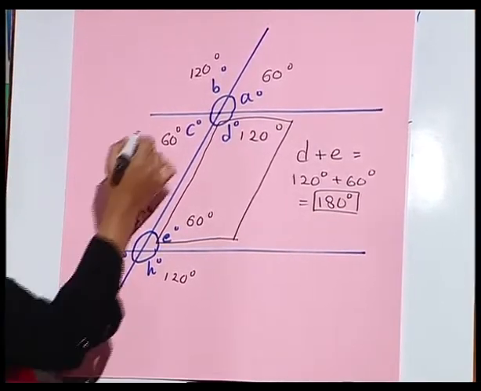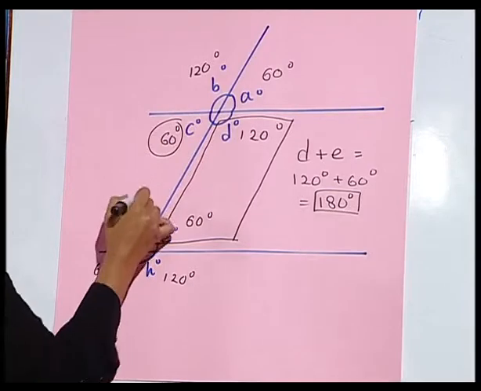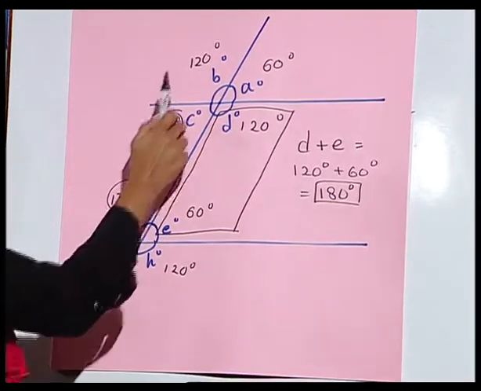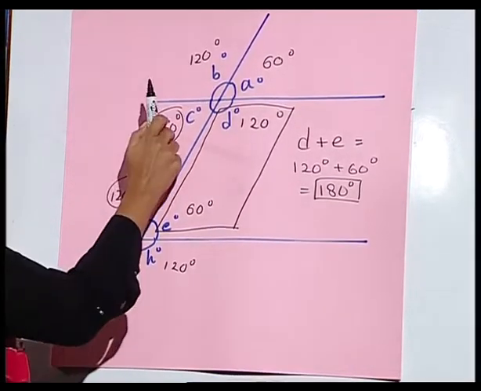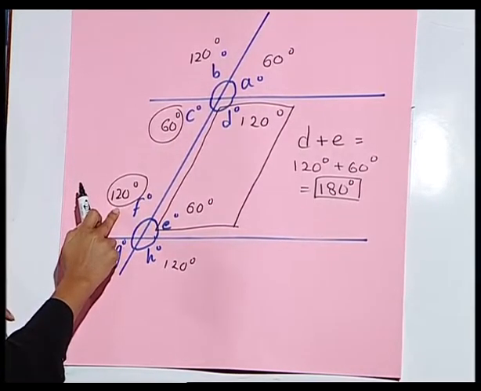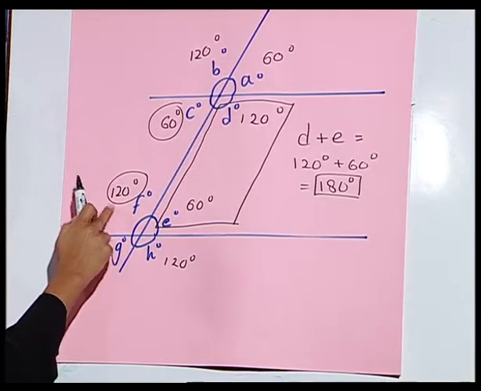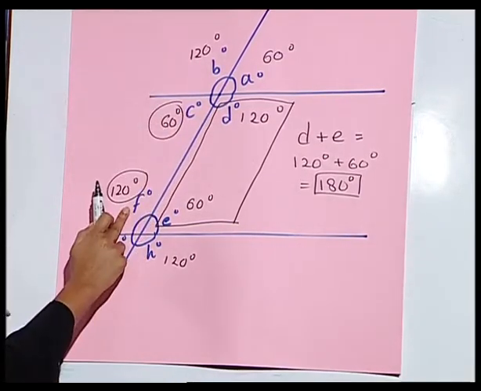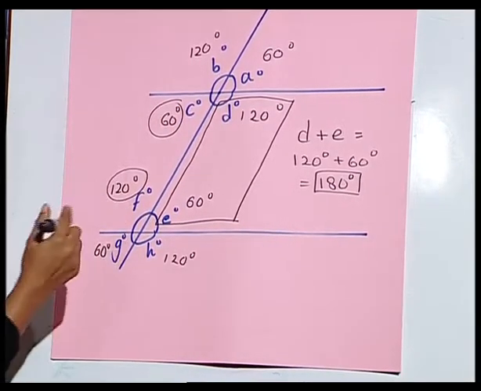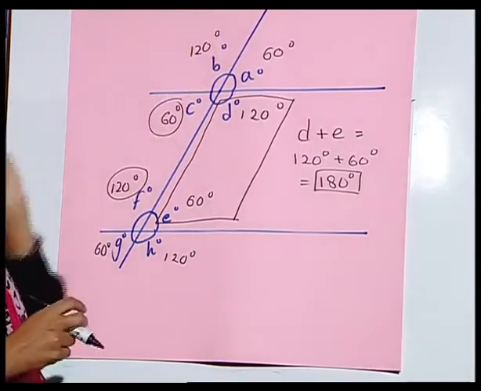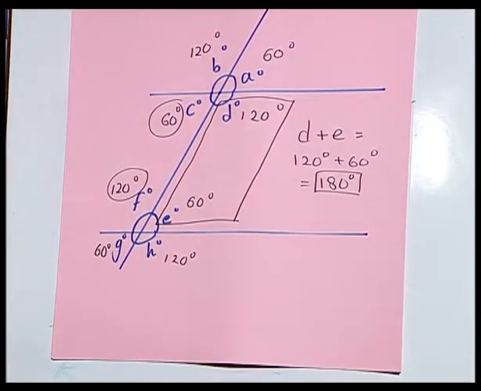We can also verify if it applies on the other side. C plus F, 60 degrees plus 120 degrees, again gives us 180 degrees, which are called supplementary angles. Therefore, co-interior angles are supplementary angles, which is equal to 180 degrees.